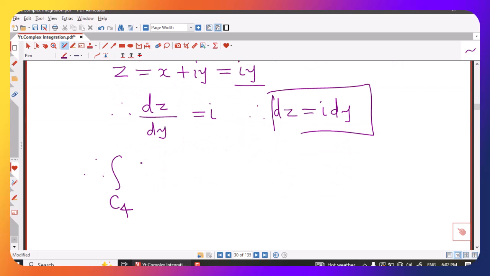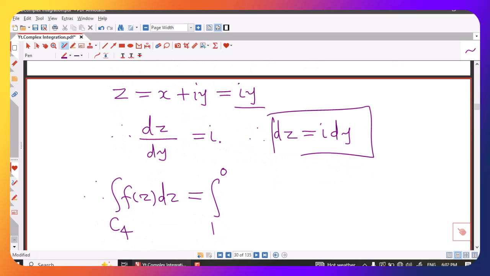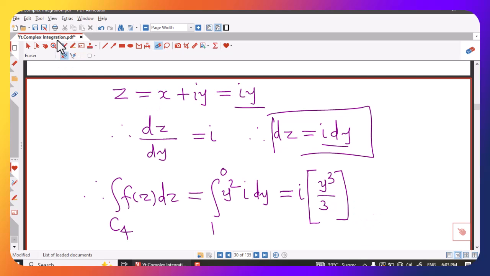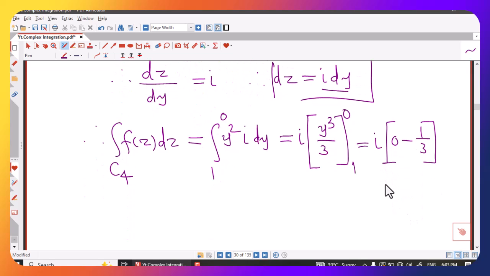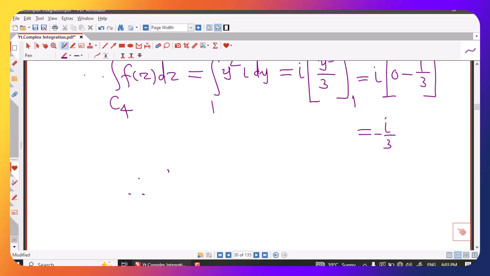Therefore the integral of f(z) along C4 is equal to, with limits of y from 1 to 0, f(z) along C4 is y squared, and dz is i times dy. i is constant, the integral of y squared is y cubed by 3, and limits are from lower limit 1 to upper limit 0. For y equal to 0 we have 0, minus for y equal to 1 we have 1 by 3, and this is minus i divided by 3.